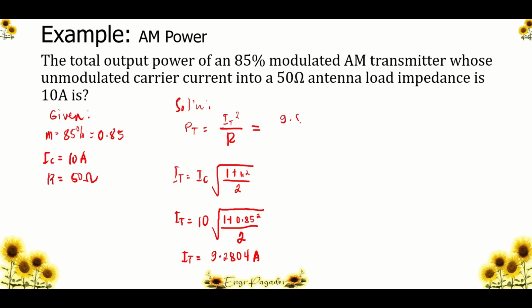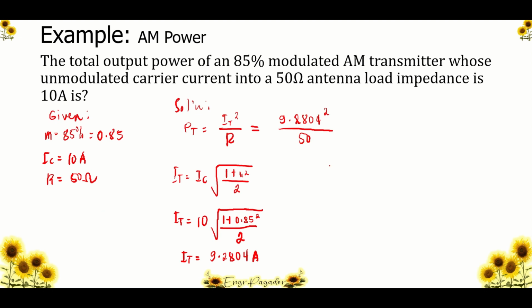Okay, so ito ngayon yung ipa-plug natin dito sa formula of our total power. So that is 9.2804 squared divided by R, our impedance, that is 50 ohms. And computing for the total power, that will be equal to PT is equal to 1.7225 watts.